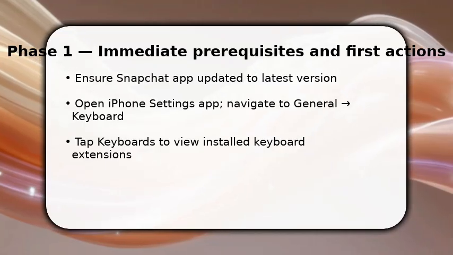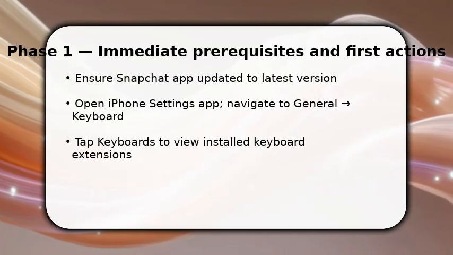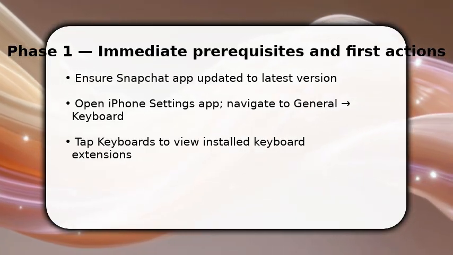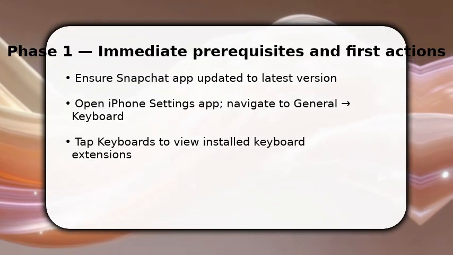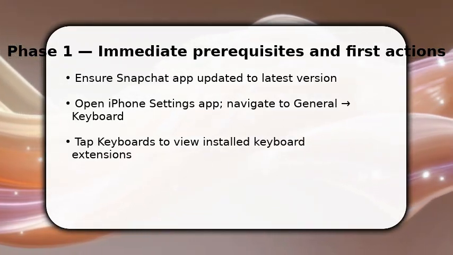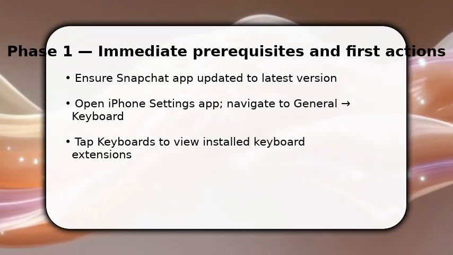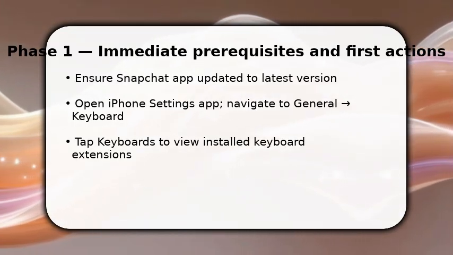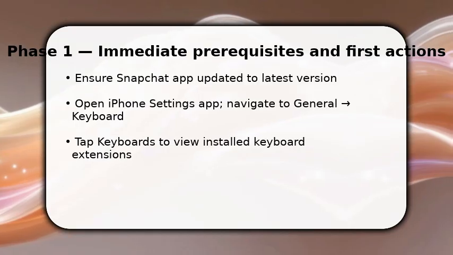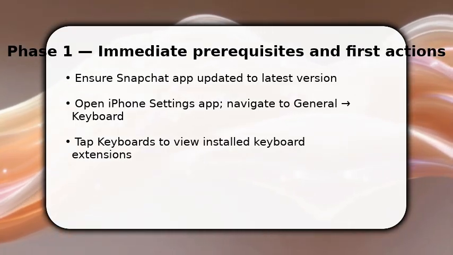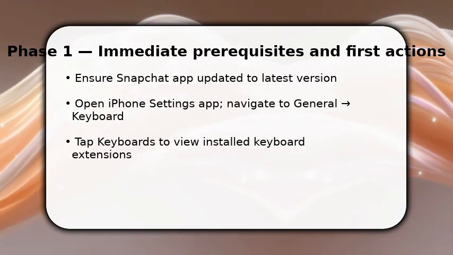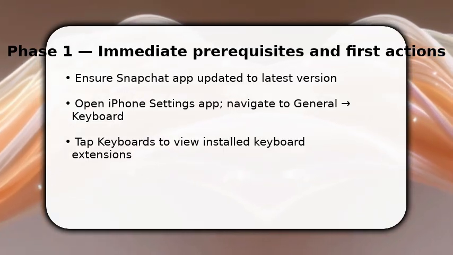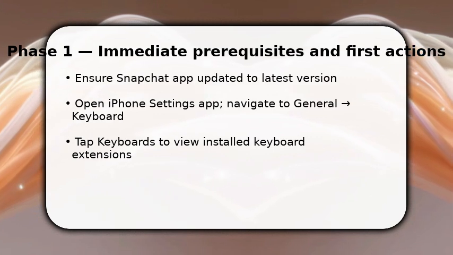You're starting now. Make sure Snapchat is updated because versions change where features live. Open iPhone settings and go directly to General, then Keyboard. This is where extensions live. Once you tap Keyboards, you'll see Snapchat's keyboard listed if enabled. Don't delay, tap Edit or the info icon beside Snapchat to access controls. You're doing this first because system settings override app preferences, and that's how you fully disable the keyboard extension.